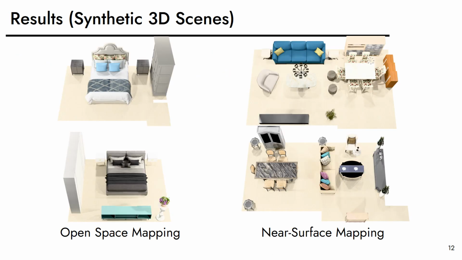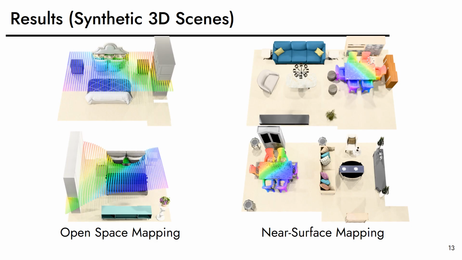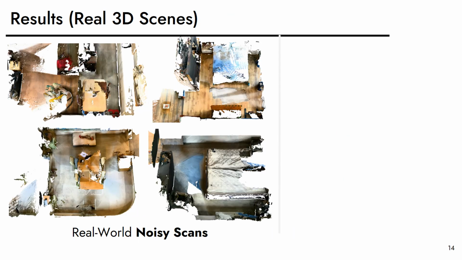Now I will share some qualitative results of our method, first on synthetic scenes. Given these indoor scene pairs, our method can find good mappings that can make detail-preserving maps for both open spaces and points near the object surface. Our method can also handle noisy real-world scans.